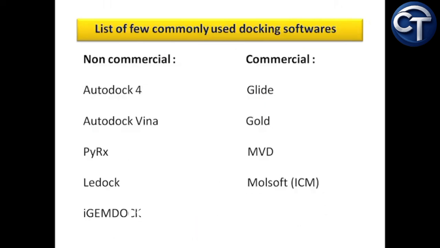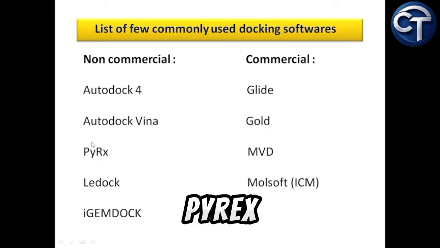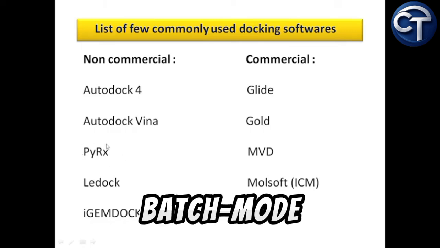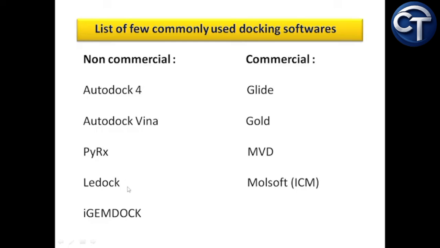So this is a list of a few common docking software which are commonly used for molecular docking. Non-commercial software like AutoDock 4, AutoDock Vina, PyRx. PyRx actually uses AutoDock Vina, but through PyRx you can use Vina for batch mode screening. LeDock is also there, iGemDock. So these are a few non-commercial, commonly used docking software. Commercial docking software: Glide, GOLD, Molegro, Discovery Studio, and most software like ICM are also there.